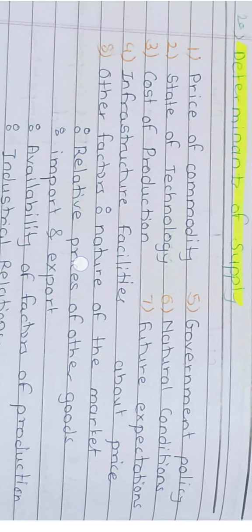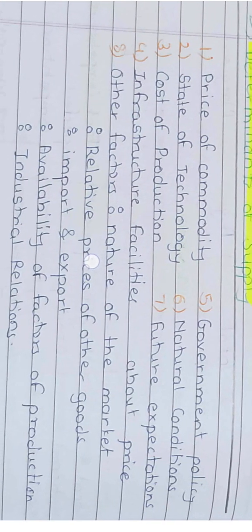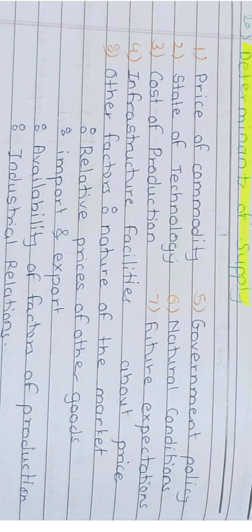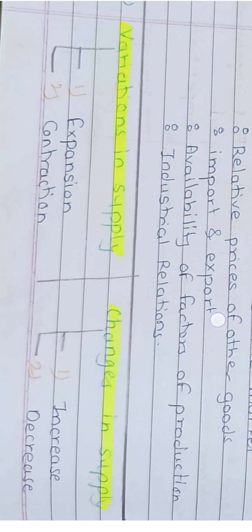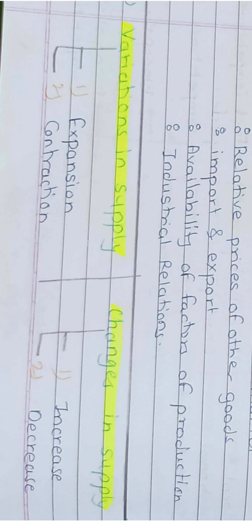Price of commodity, state of technology, cost of production, infrastructure facilities, government policies, natural conditions, future expectations about price, and other factors. Other factors contain: first, nature of the market; second, relative prices of other goods; third, import and export; fourth, availability of factors of production; fifth, industrial relations.